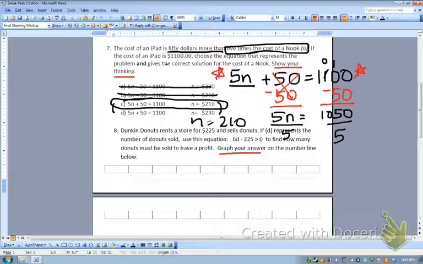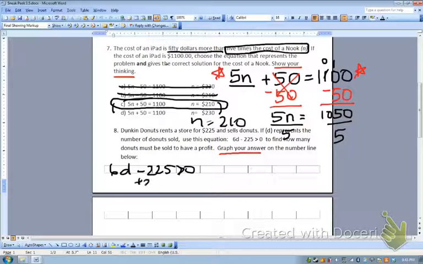Okay. So I've got a little inequality there. I've got 6D minus 225 is greater than 0. And if I were there, you know I'd make you tell me what are these parts. I have my D for donuts. I have my 6 for how much each donut costs. I have my $225 for my rent. And it's greater than because I want to make a profit.